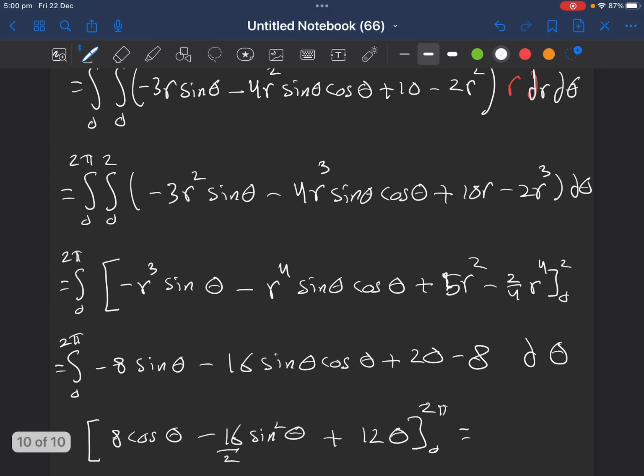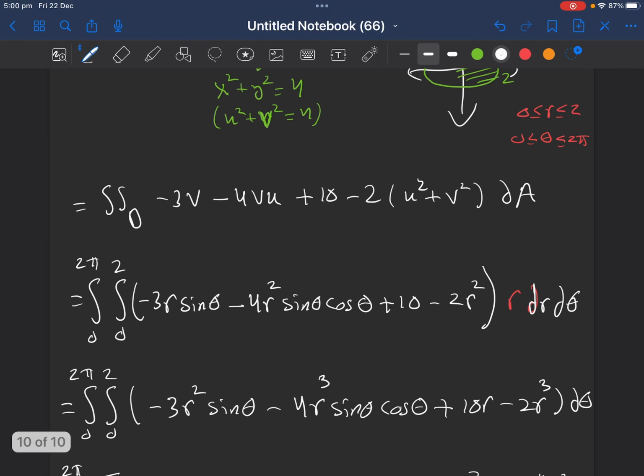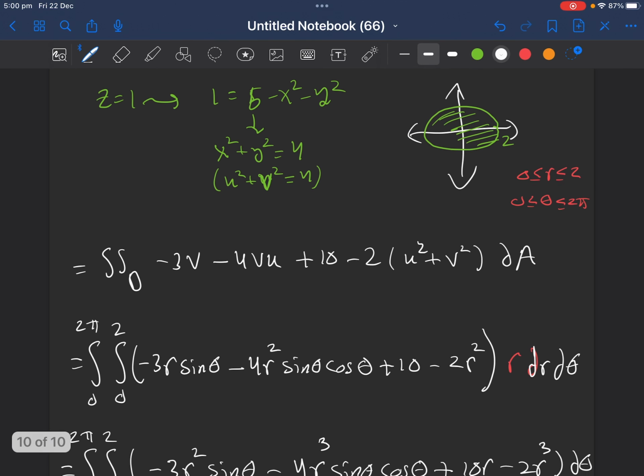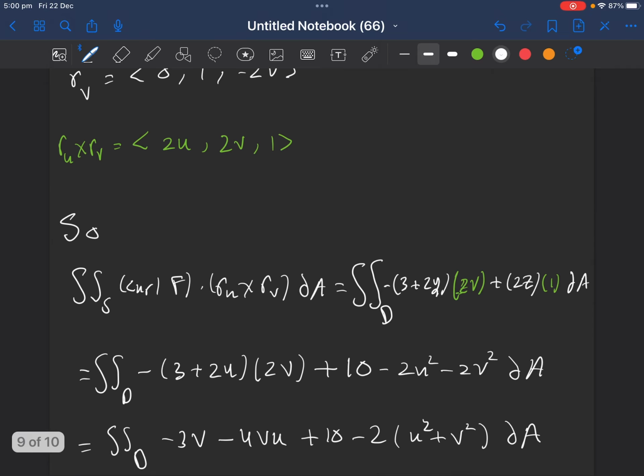I think I did some mistake somewhere here. I think the mistake is, it would be 10 minus 2u squared minus 2v squared. Plus 10.